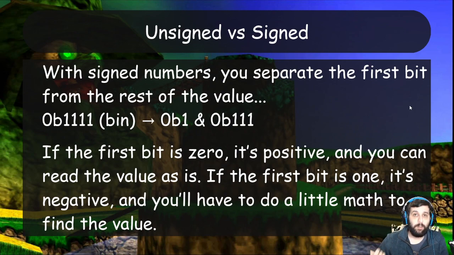Now, with signed numbers, you actually have to separate out that first bit from the rest of the number. So in 1111's case, we have to take one singular bit from the front, and then every other bit is its own number. That first bit, this lonely number, determines if the number is positive or negative. If this value is 0, it is positive, and if this value is 1, it is negative. And if it's negative, we're going to have to do a little bit of math to figure out what the rest of this number is.